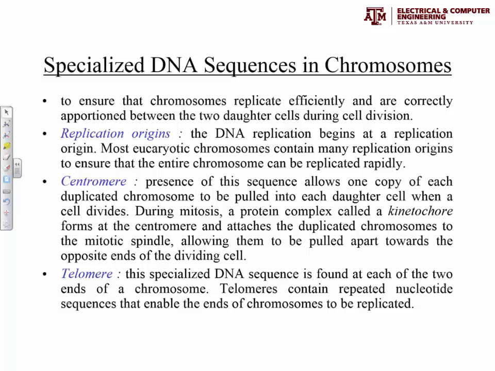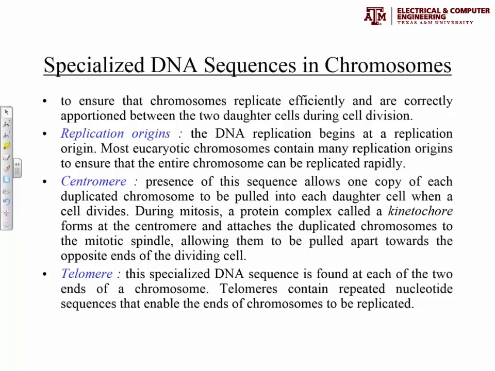So during mitosis, a protein complex called a kinetochore forms at the centromere, and it attaches the duplicate chromosomes to what is called a mitotic spindle. This is the structure that separates the two of them out. We will talk about that in a later chapter. And so the centromere basically facilitates separation of the two daughter chromosomes.